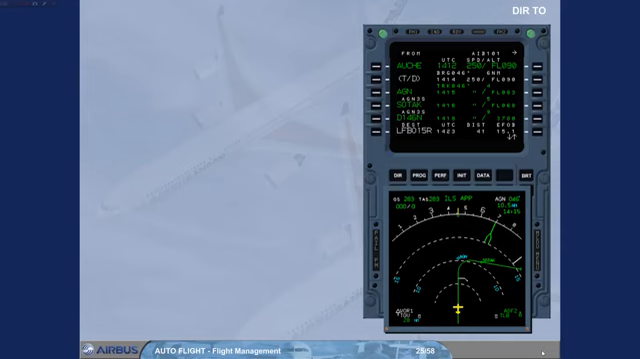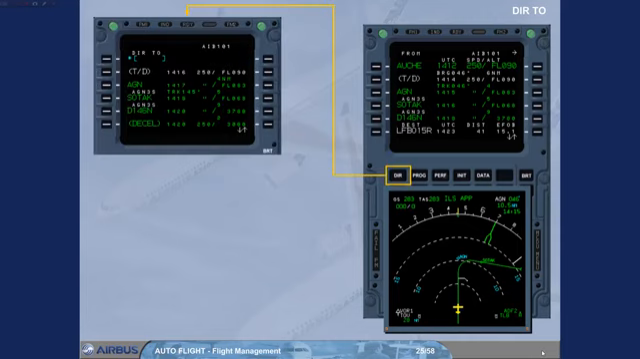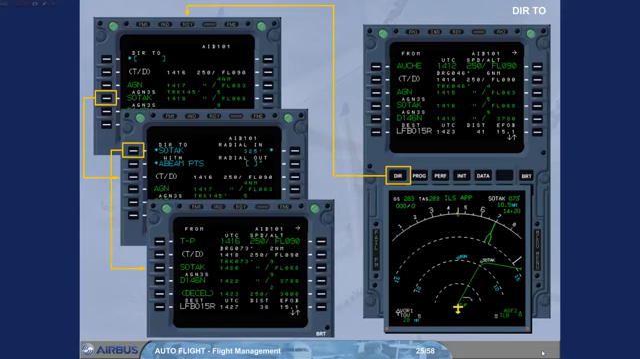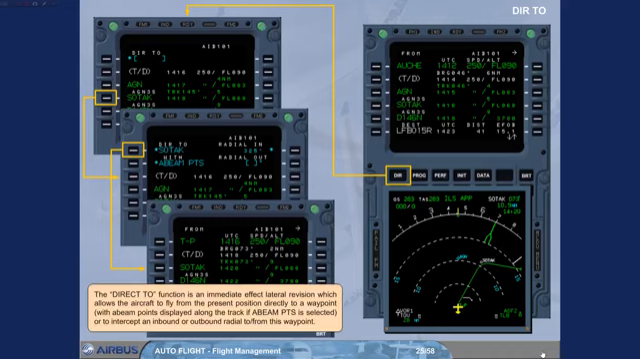The Direct To function is an immediate effect lateral revision which allows the aircraft to fly from the present position directly to a waypoint, with abeam points displayed along the track if ABEAM PTS is selected, or to intercept an inbound or outbound radial to/from this waypoint.